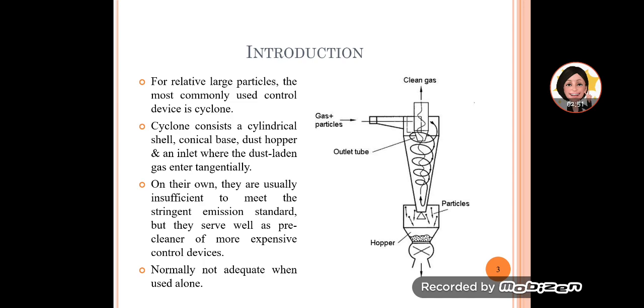These cyclones cannot be used on their own. I mean, they cannot be the only cleaning agent. It's actually insufficient to meet the stringent emission standards. So it acts as a pre-cleaner to remove bigger particle sizes, and after that, further cleaning needs to be done using other separation mechanisms.